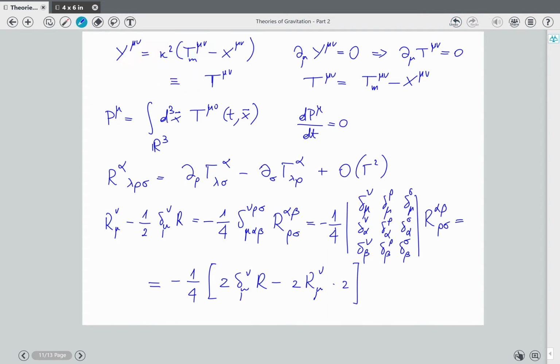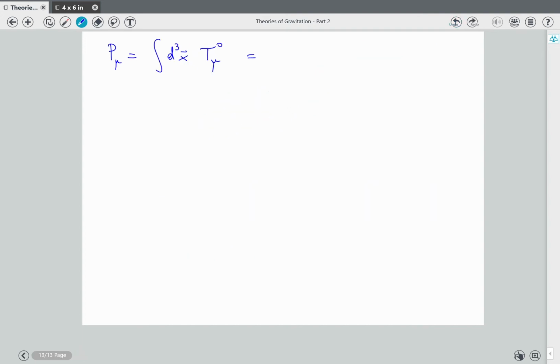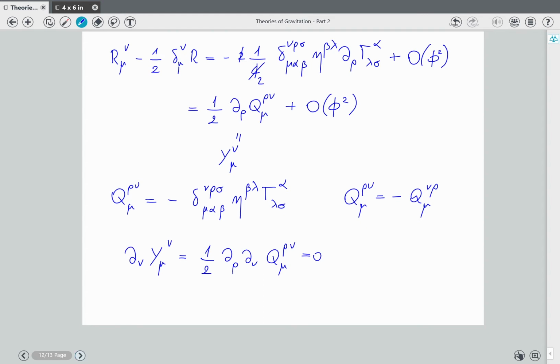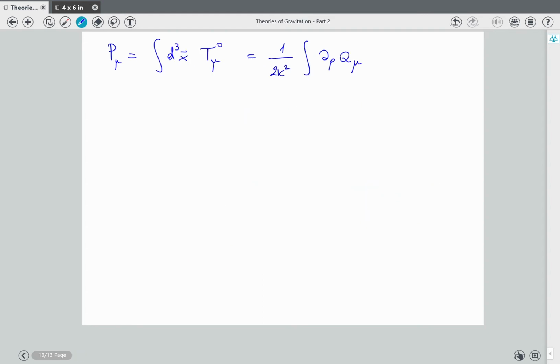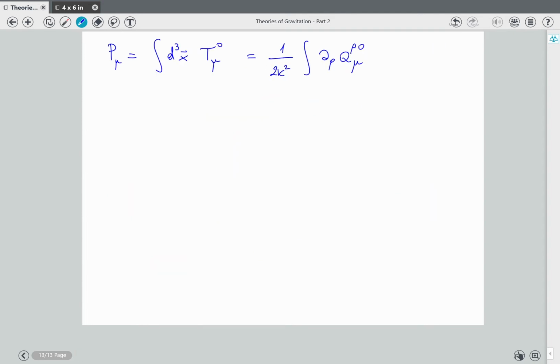So T mu nu is 1 over kappa squared of this object. So we get 1 divided by 2 kappa squared, this thing. 2 kappa squared partial rho q mu nu rho and 0. So the upper index is 0, nu, and d3x.